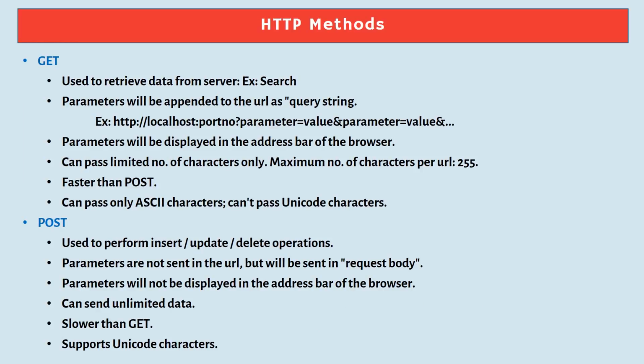Now let us understand HTTP methods. Here an HTTP request can be of two types, GET and POST. GET is used for retrieving data from the server. For example, you want to retrieve some set of mails from the server to the browser in Gmail. Here we are not updating any data, we are not inserting any data, but we are just retrieving data from the server. So that is an example of GET.